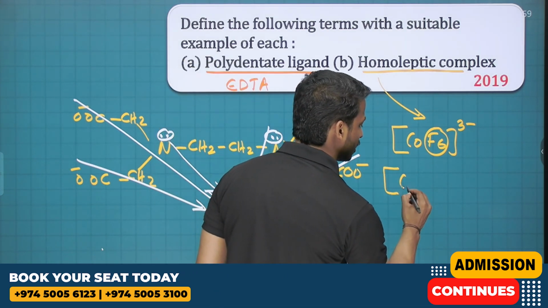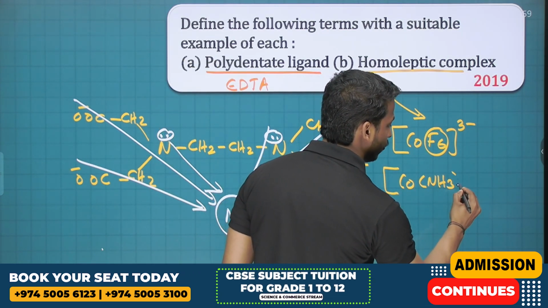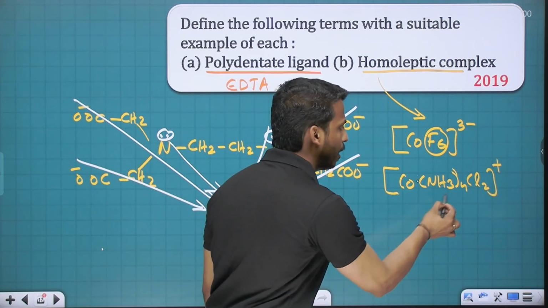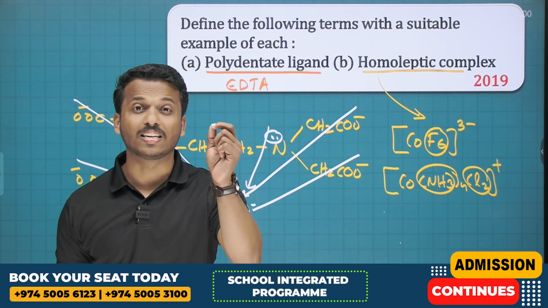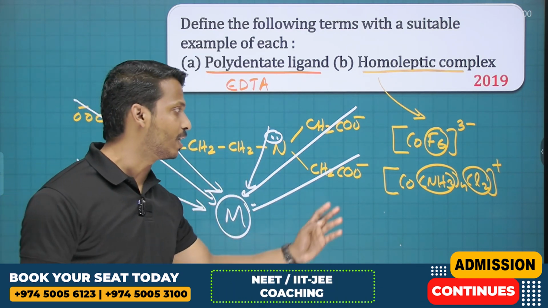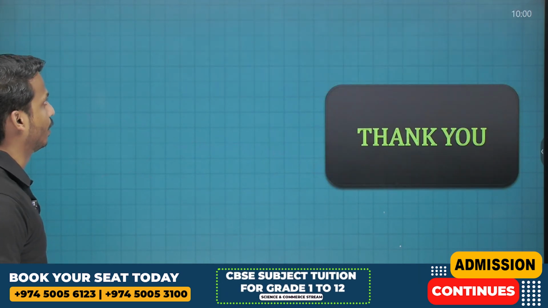What is heteroleptic? For example, [Co(NH3)4Cl2]+. Here you see different ligands are present. That is called heteroleptic. Same ligand present, homoleptic. Different ligands present, heteroleptic. Clear all? That's the definition.